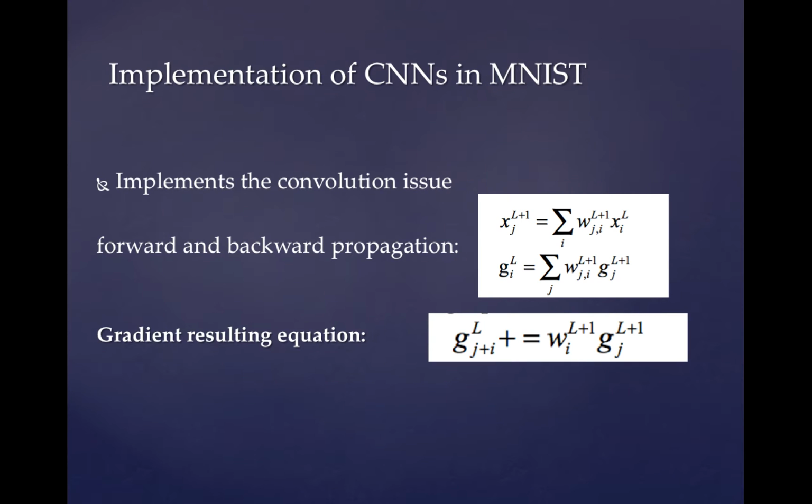And this is some implementation of the CNN in MNIST. This is the backward and forward propagation of the neural network. And yi and hi are the gradient and the activation of component j according to the layer L. And wi is responsible for making the connection between two layers as the weight.